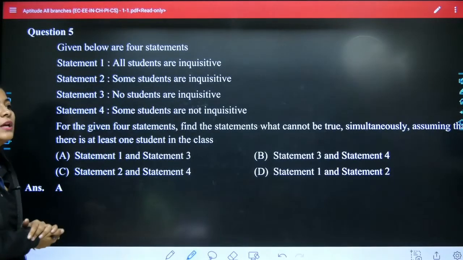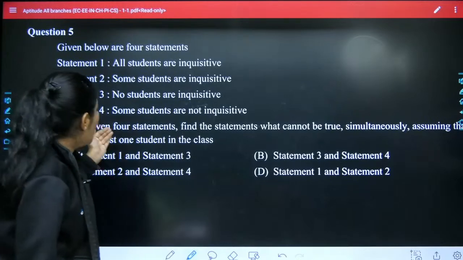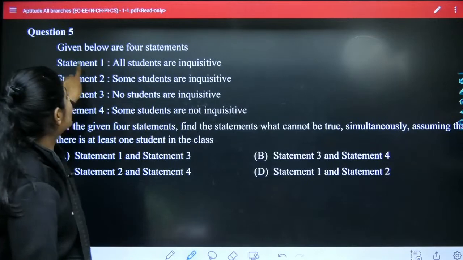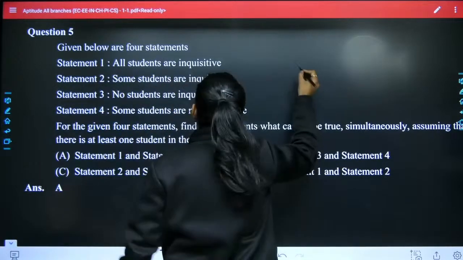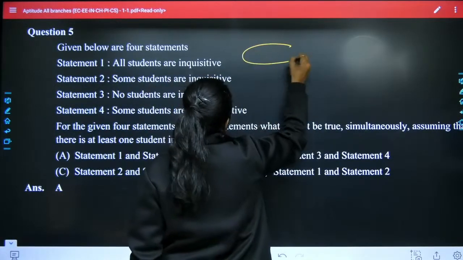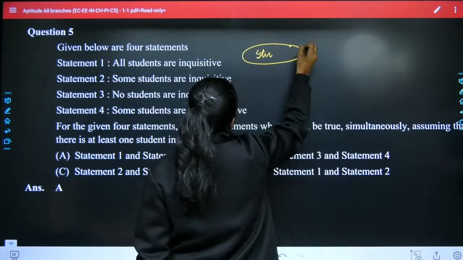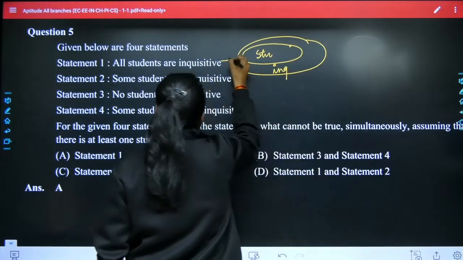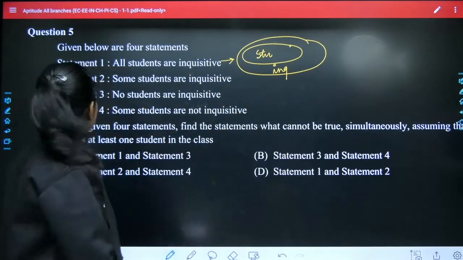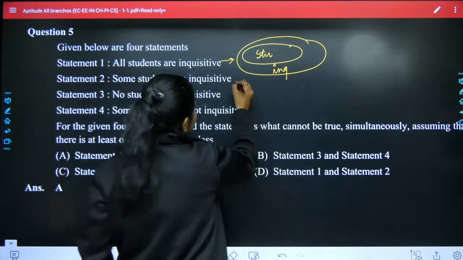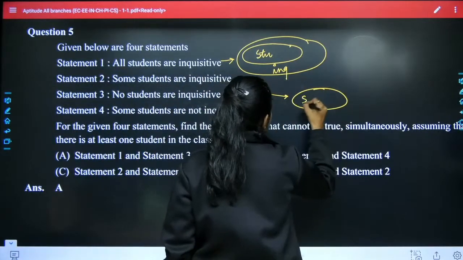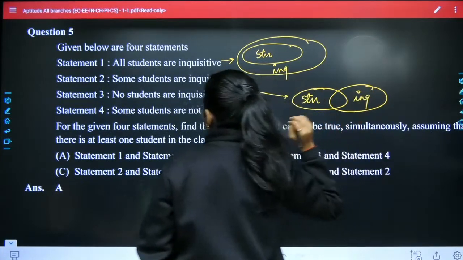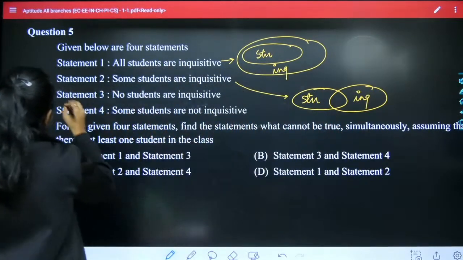Now we only need to check which 2 conditions cannot be true simultaneously, right? If we draw the first statement, all students are inquisitive. Okay, so we can write it as students and inquisitive, right? This is the diagram of the first statement. The second statement is some students are inquisitive, right? This is the Venn diagram of the second statement.